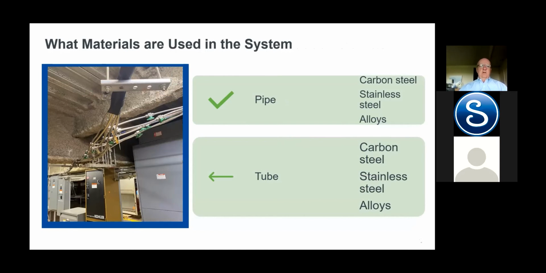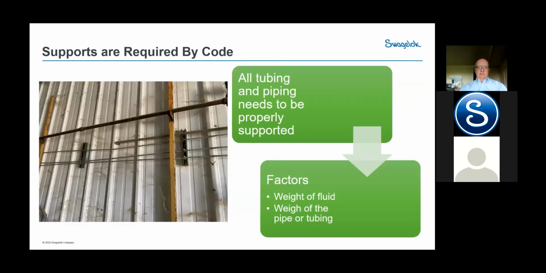And I'll talk a little bit about support, which is in this picture here on the left-hand side. It's not very well supported, okay? But it's coming back to a central location. All tubing and piping needs to be properly supported, and that's in the code. It tells us we have to properly support. As you can see, this is not properly supported.